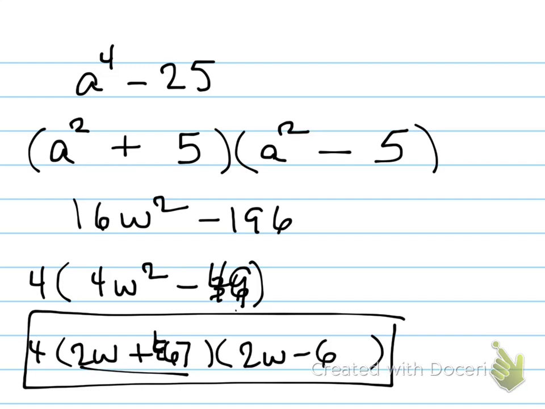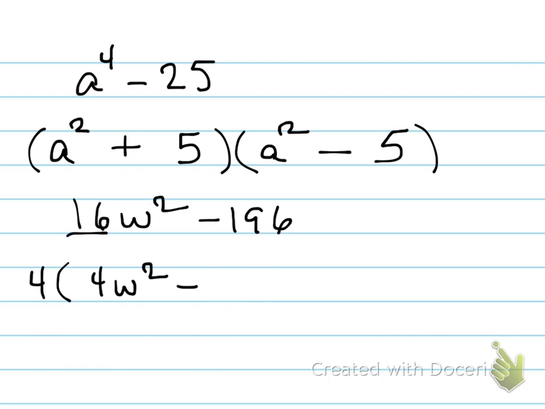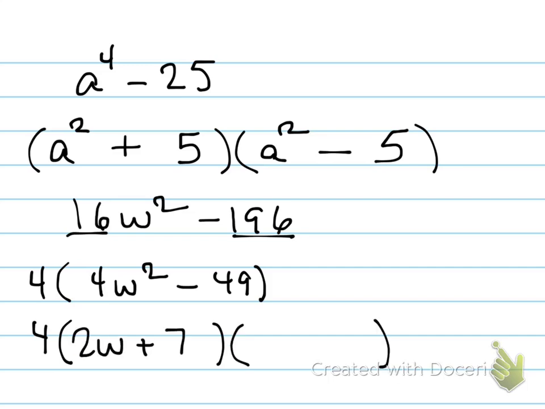Let's just erase that whole bit and do that again. 16 and 196 will both divide by 4, right? Yes. So divide them by 4. 196 divided by 4 gives you 49. Sorry. I can't do the math. I can teach it though. So then, what do you do with the 4? Keep it. And you get 2w plus 7, 2w minus 7.